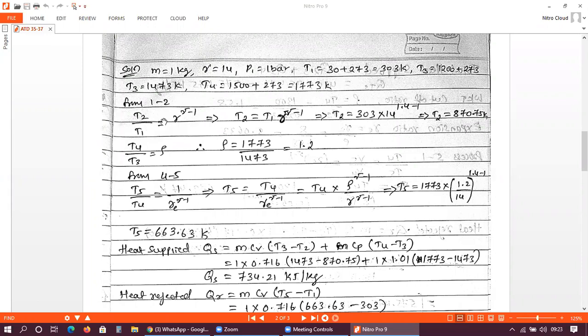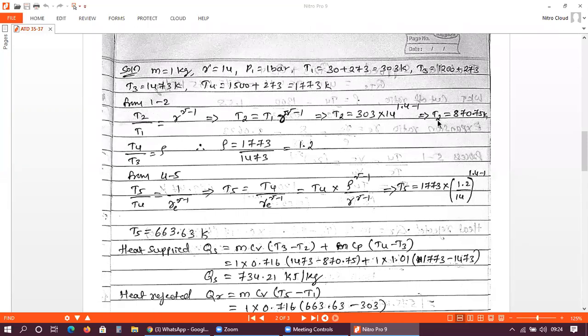So from this equation, I can easily calculate the temperature T2. So T2 is equal to, just substitute the values here. T2 is equal to 303 into 14 raised to 1.4 minus 1. So T2 is equal to 870.75 Kelvin. Okay, so this is nothing but the temperature T2 on the PV diagram.